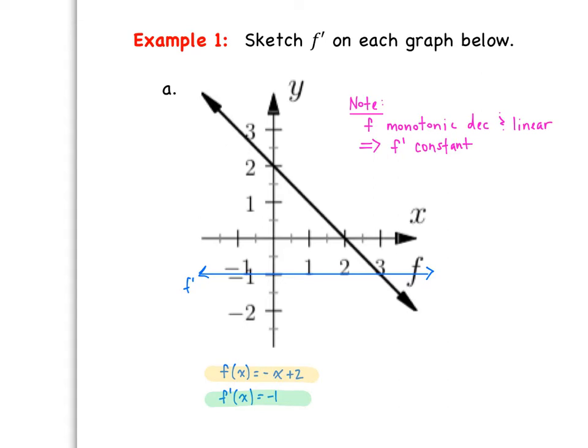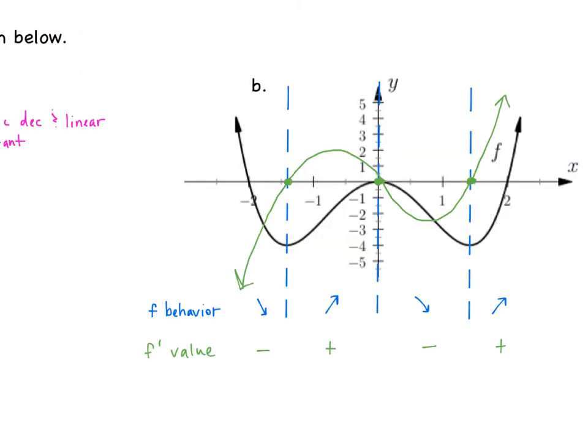Before I show you the next example, I want you to try to look at it and figure out what f prime might look like. Draw a sketch. What I want you to pay close attention to is the behavior of f. When is it increasing? When is it decreasing? And what effect does that have on f prime? So pause the video now, take a look at example B, try to sketch f prime, and then come back.